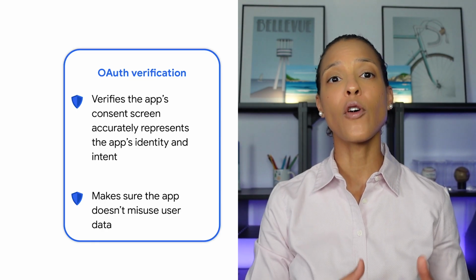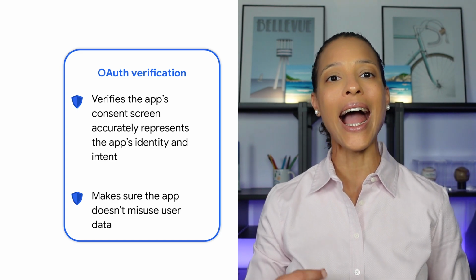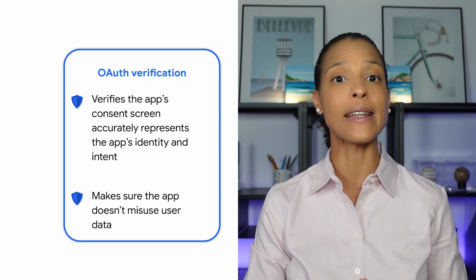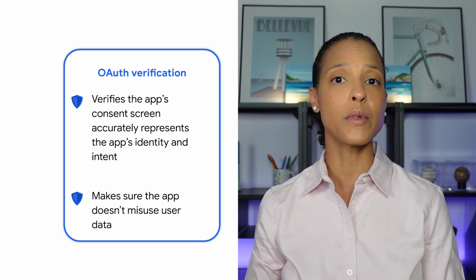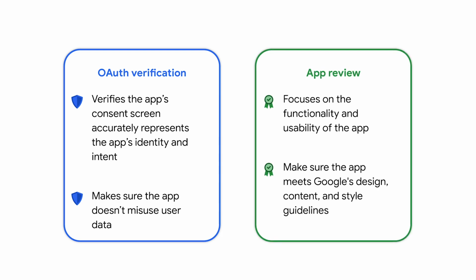The OAuth verification focuses on making sure that your consent screen accurately represents your app's identity and intent, and making sure your app doesn't misuse user data. App Review focuses on the information that you provide in the Google Workspace Marketplace SDK and the functionality and usability of your app. Google must review your app before it's published to make sure it meets Google's design, content, and style guidelines and complies with Google's policies to ensure the app is safe and provides a good user experience. The completion of OAuth verification is required before your app can receive approval through the app review process.